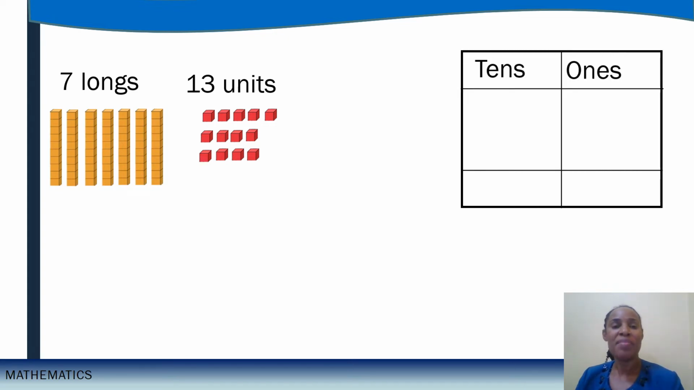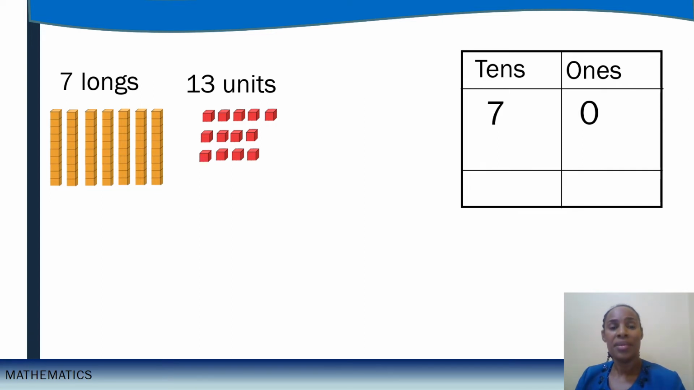On our place value mat, we have tens and ones. First, we will show 7 longs on our place value mat. What is the value of 7 longs? Great going, boys and girls. If you said 7 longs represent 70, that is correct. And there we have it. 70, 7 tens, and 0 ones. And now for our 13 units. How are we going to write that on our place value mat?